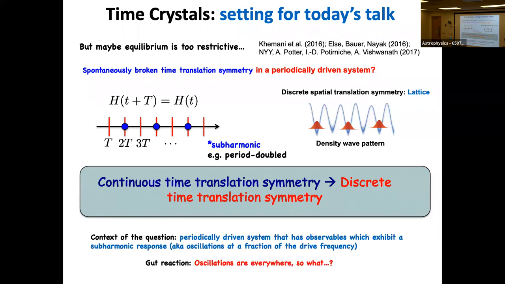So we zoomed in on the question a little bit more. And the question is now, instead of the original version that Frank was thinking about: in a periodically driven system, is it possible to have observables which exhibit a subharmonic response? Meaning, you take a system, can you get oscillations at some fraction of the original drive frequency? And if the gut reaction that you had in the beginning was basically, well, perpetual motion, perhaps the gut reaction you have now is that oscillations, even subharmonic ones, are kind of everywhere.